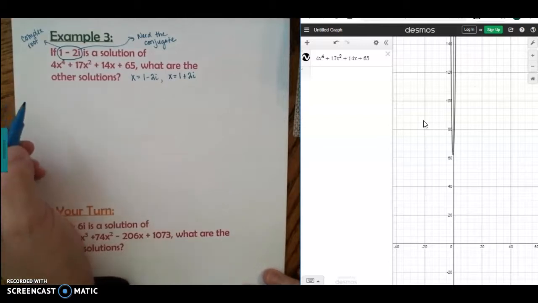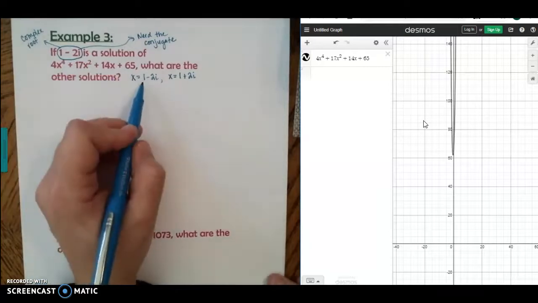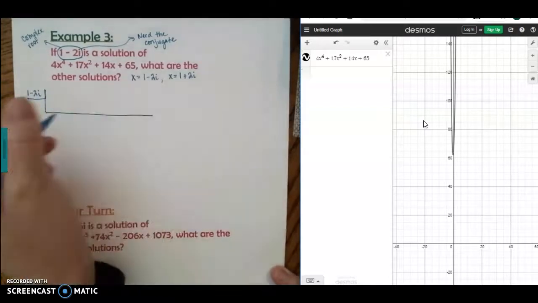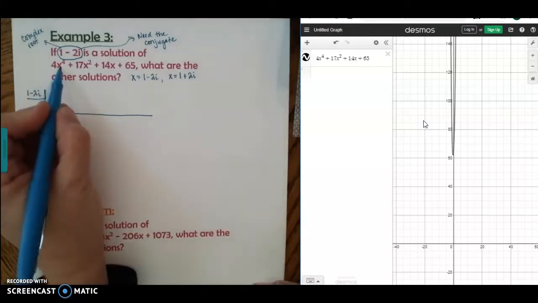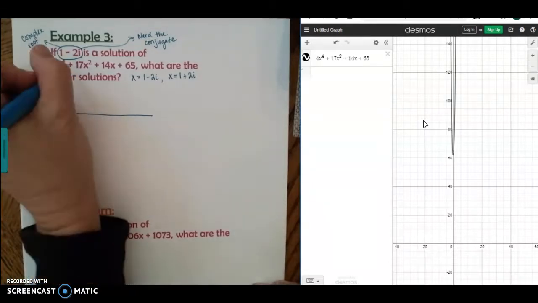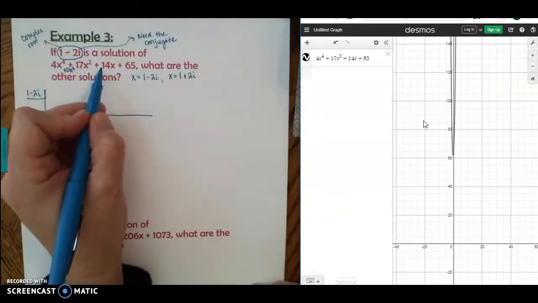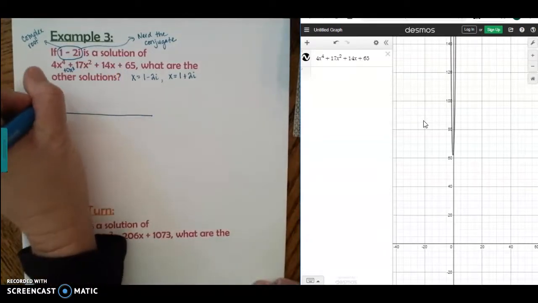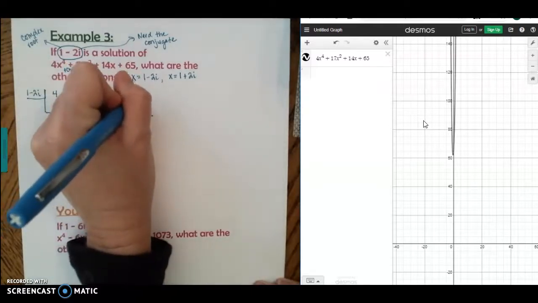So we're basically going to skip that first step to graph and find the real roots, and we're going to start with step 2. So you're going to take the complex root that they gave you, and you're going to do synthetic division with that. So that's going to go in the box. And then we're going to look for placeholders. So you have 4x to the 4th, but we're missing an x to the 3rd. So we need a 0x to the 3rd plus 17x squared plus 14x plus 65. So let's do our coefficients. So you have 4, 0, 17, 14, and 65.